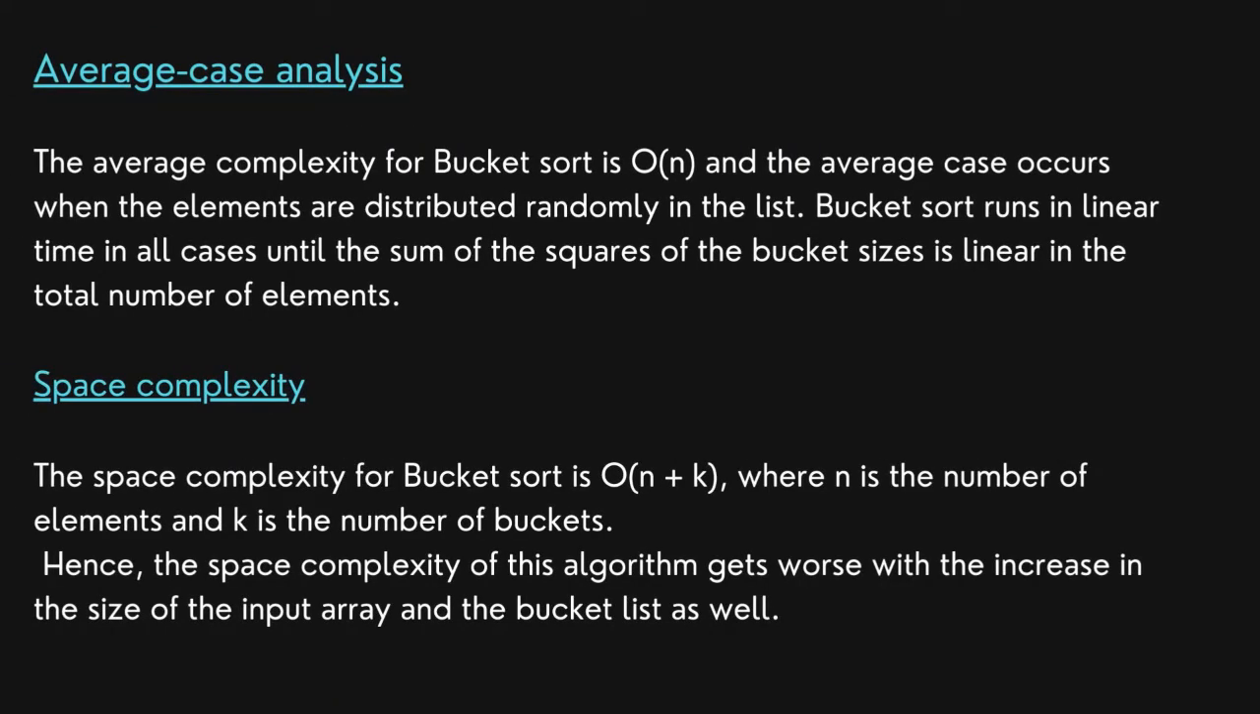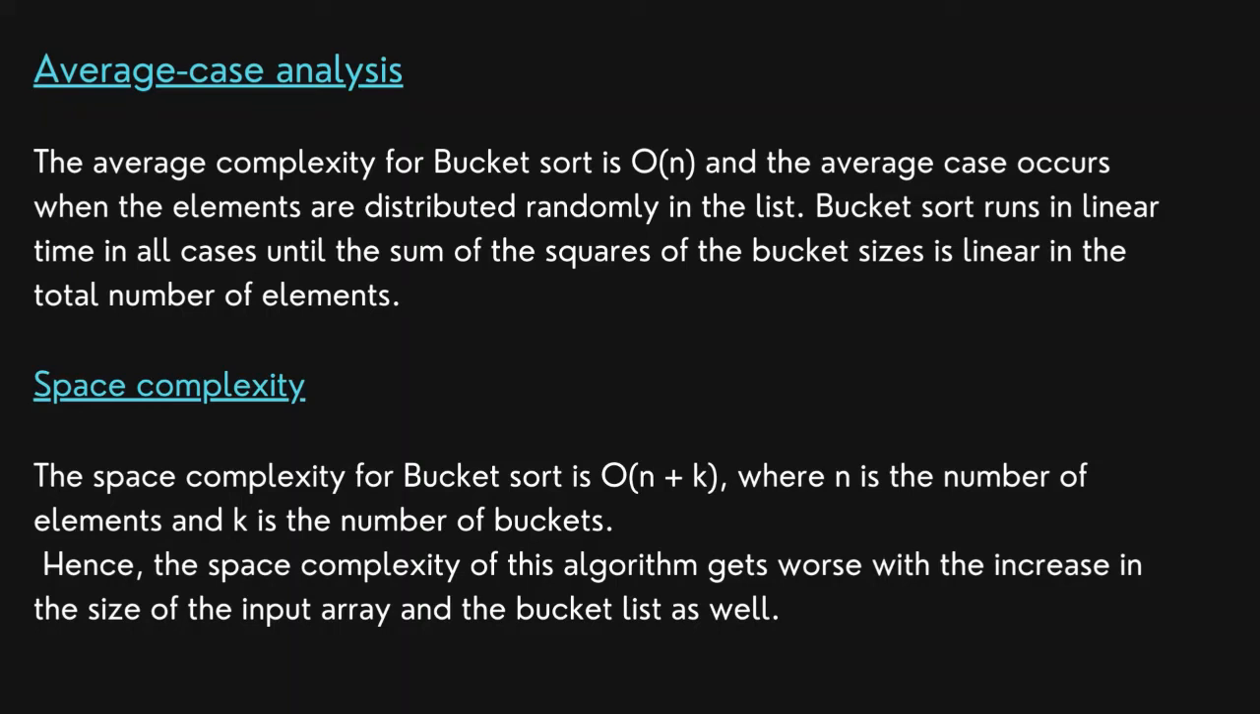Let's see average case analysis. The average complexity for bucket sort is O of n, and the average case occurs when the elements are distributed randomly in the list, and bucket sort runs in linear time in all cases as long as the sum of the squares of the bucket sizes is linear in the total number of elements.